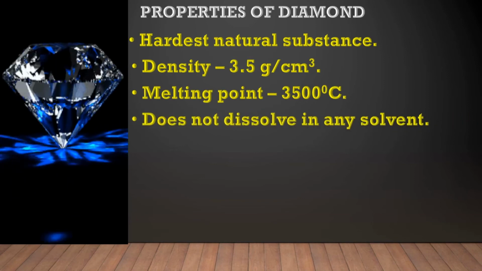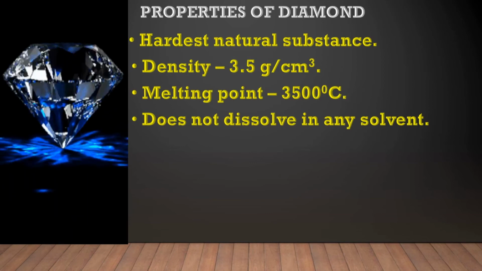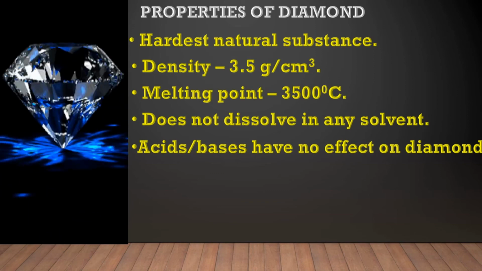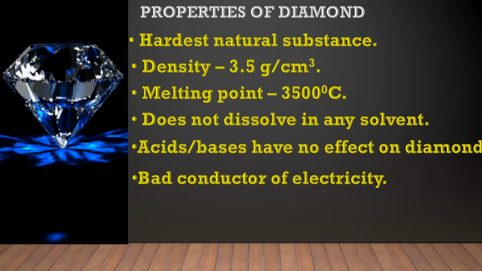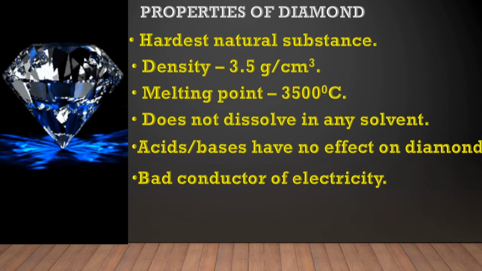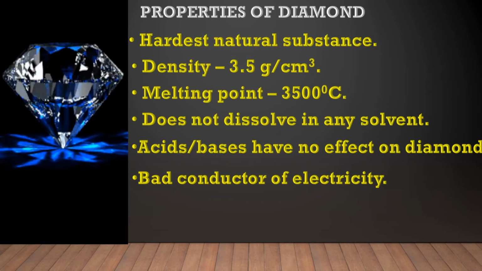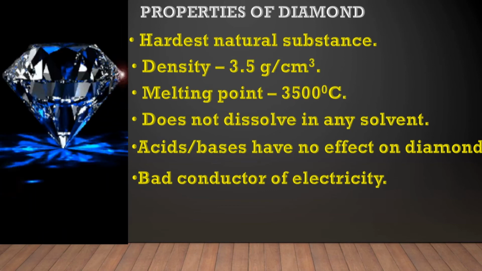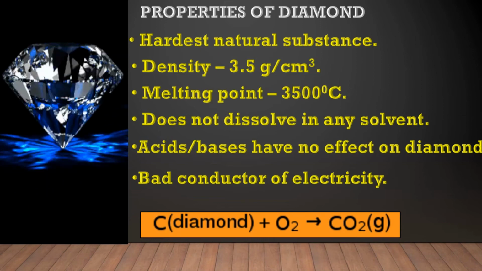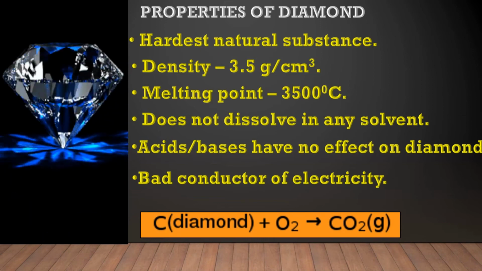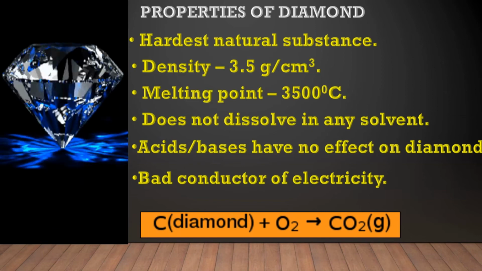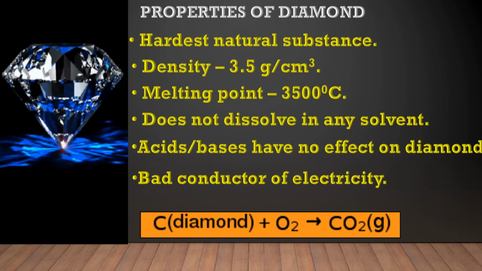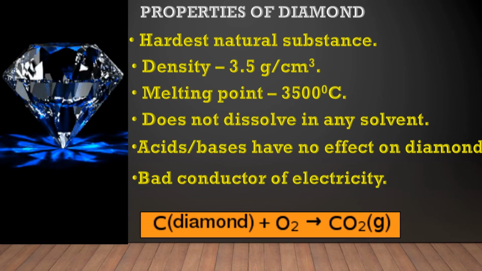Diamond does not dissolve in any of the solvent. Acids and bases have no effect on diamond. Diamond is a bad conductor of electricity as it does not have free electrons available for conduction. When diamond is heated at 800 degrees Celsius in the presence of oxygen, carbon dioxide is given away. In this process, no other product besides CO2 is formed.